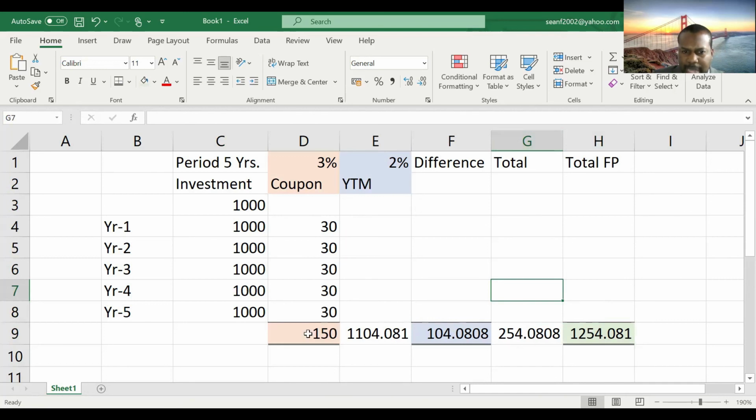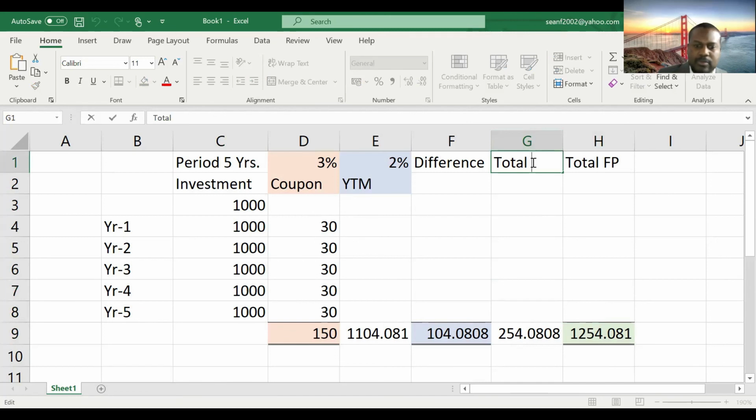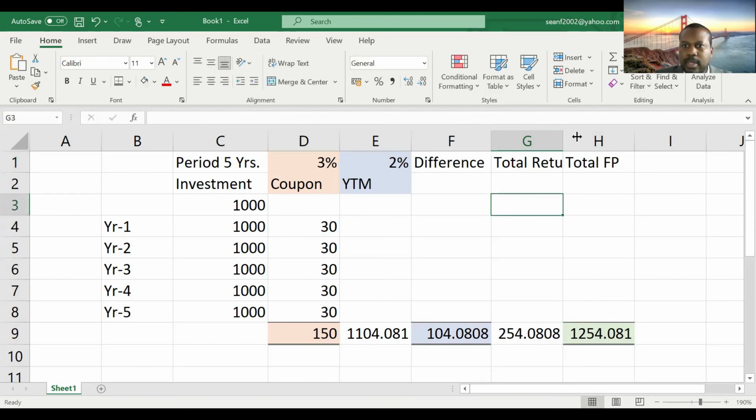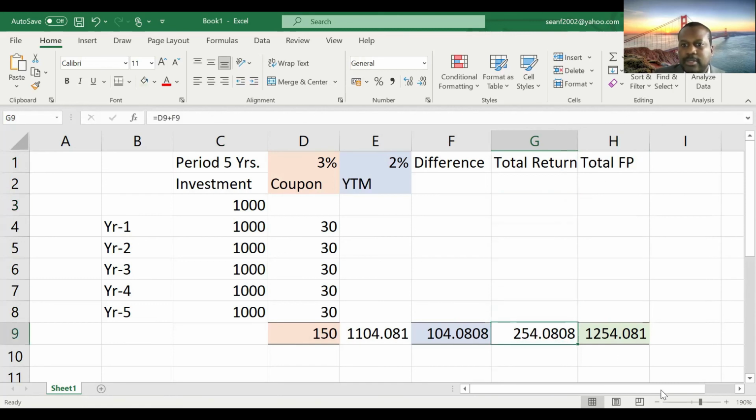And if we were to add these two, the total return on the investment is this figure, and then the yield to maturity, the total overall situation in addition to the principal, will be 1,254.081. Good. I think that demonstrates the principle.